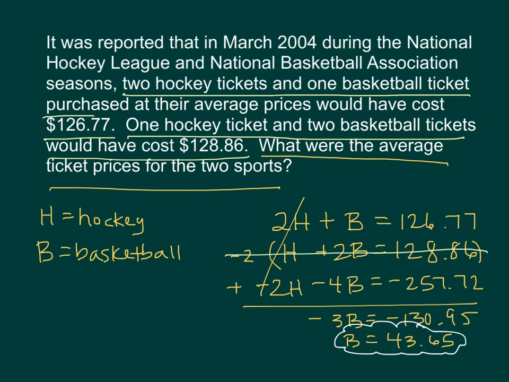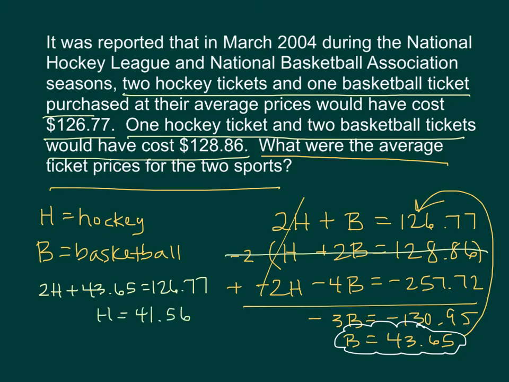So what we're going to do is take that capital B and plug it into that top equation over there. I'm going to come over here where I've got a little bit more room. 2H, we don't know what H is, plus B. Well, instead of B, I'm going to put in $43.65 since I know that that's what basketball tickets cost. And then I'm going to solve backwards. Once I subtract that over and divide by the 2, I end up getting that hockey tickets cost $41.56. So I have basketball tickets costing on average $43 and hockey tickets on average costing $41. And I've solved this system of equations.